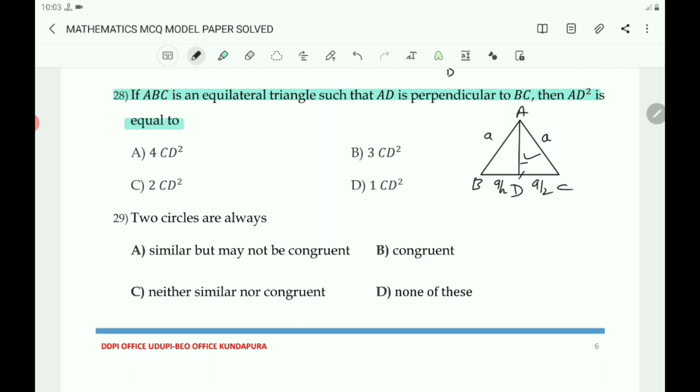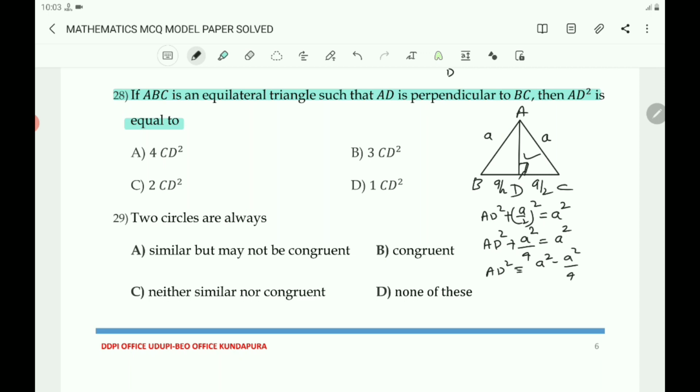Now you know the Pythagoras theorem. Apply the Pythagoras theorem to any one of the right angle triangles, because it is given that AD is perpendicular to BC. So you take AD square plus CD square, meaning a by 2 whole square, equals a square, because that is the hypotenuse. Then AD square plus a square by 4 equals a square. Then AD square equals a square minus a square by 4.